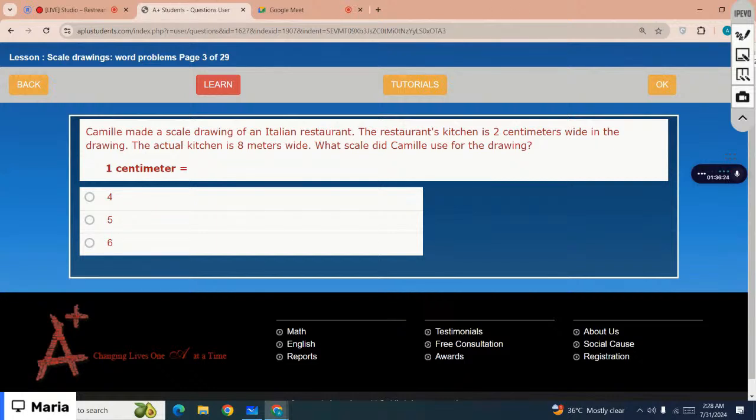Okay, Camel made a scale drawing of an Italian restaurant. This restaurant's kitchen is 2 centimeters wide in the drawing. The actual kitchen is 8 meters wide. What scale did Camel use for the drawing? So, which is the correct option?